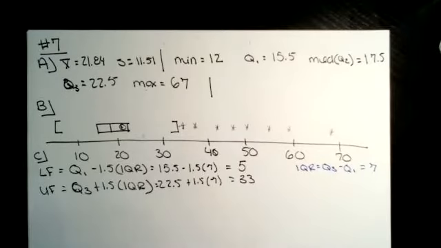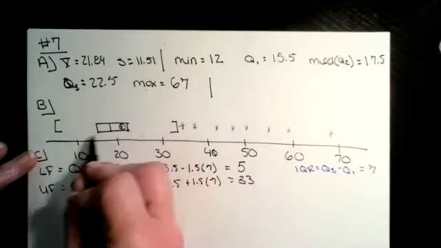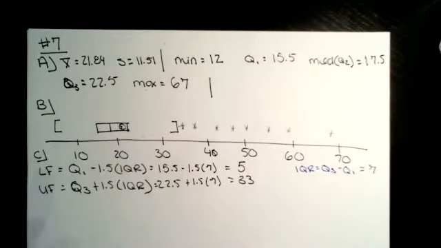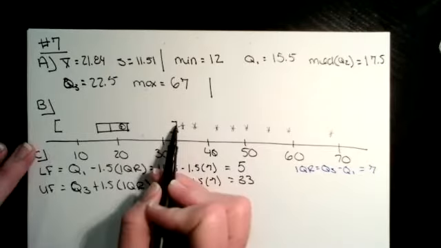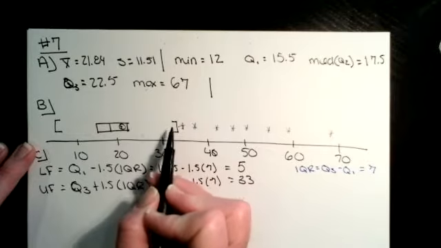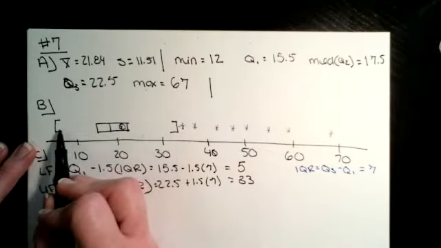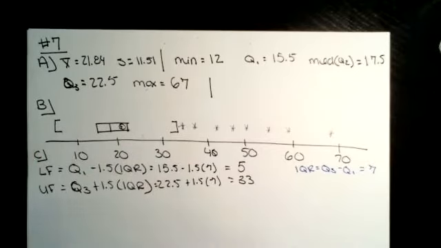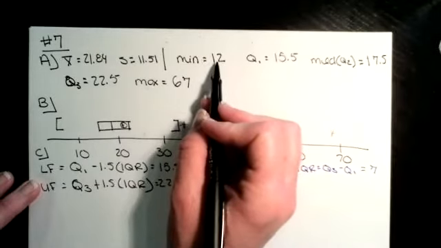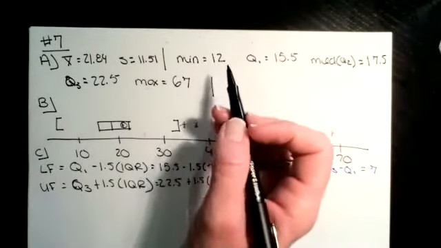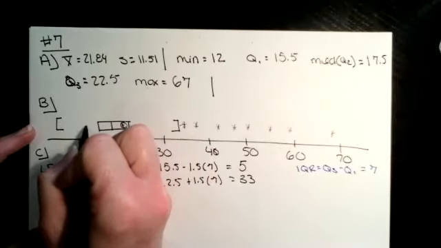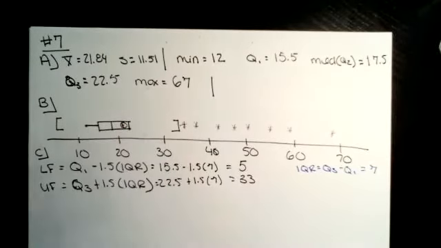Now let's take a look at my whiskers. How do I know where to go? Remember, the whiskers go to the values inside the fences. So for my upper side, it's the largest value in my data set inside the fence. And for my lower side, it's the smallest value inside the fence. So on the low side, the min is 12, the fence is 5. So the min is inside the fence. So I can go ahead and put my little whisker to that 12.